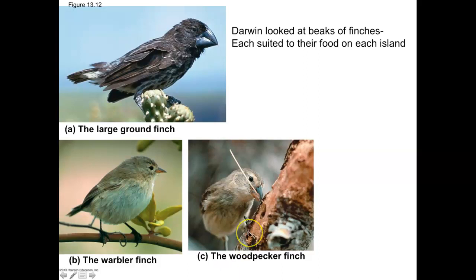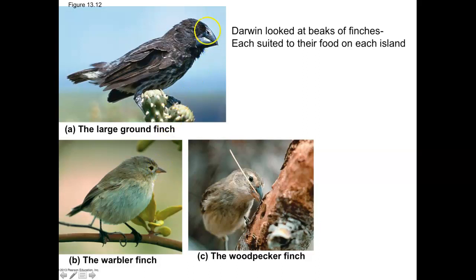These finches are all the same kind of bird. They have different shapes of beaks though, right? This is a large ground finch with a very large beak. This is a warbler finch with a tiny little delicate beak. This is the woodpecker finch with yet a different, intermediate-sized beak, and he's using a tool. So what he saw was that these finches had beaks adapted to their food.